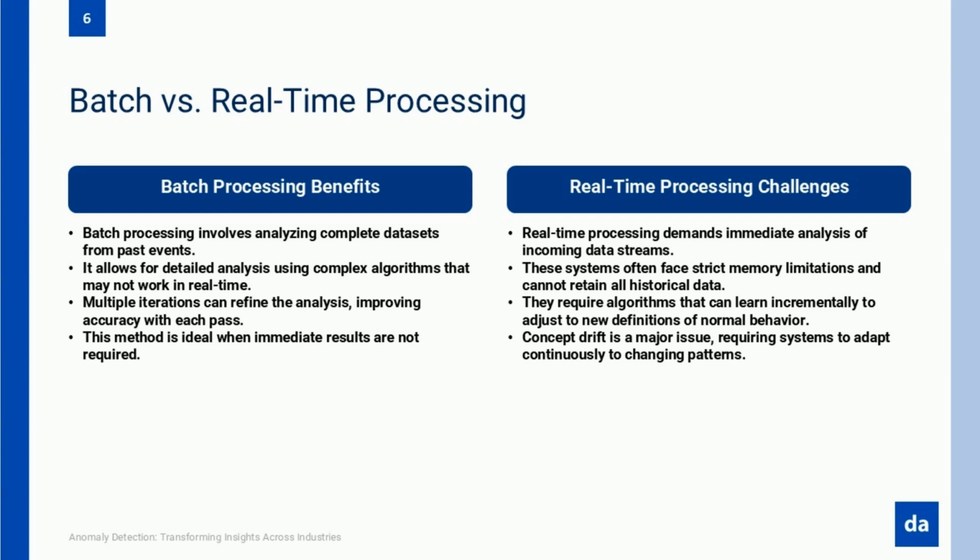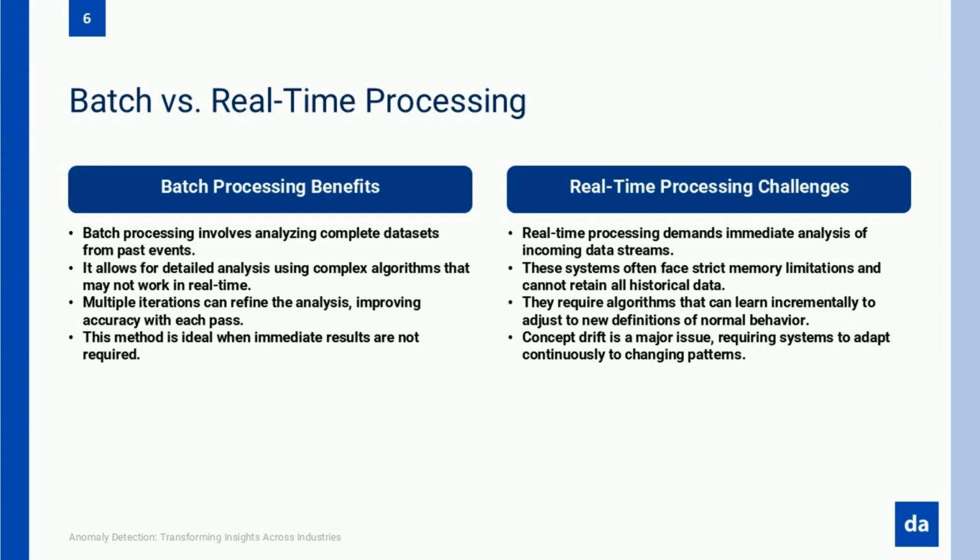Sliding window techniques form one crucial component of this architecture. Rather than processing all historical data, these approaches maintain a window of recent observations that moves forward in time as new data arrives. This allows systems to maintain awareness of recent patterns while keeping computational requirements manageable. As new data points enter the window, older ones exit, ensuring the system's view of normality evolves with changing behavior patterns.